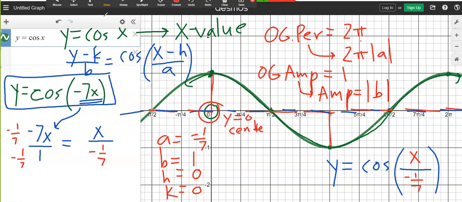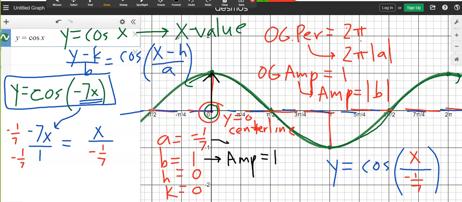I often have my students graph the center line of the wave first. That way they know everything is going above and below that dotted line. Then I have them find HK. Then I have them use the amplitude. By the way, what's the amplitude here? The amplitude is 1.